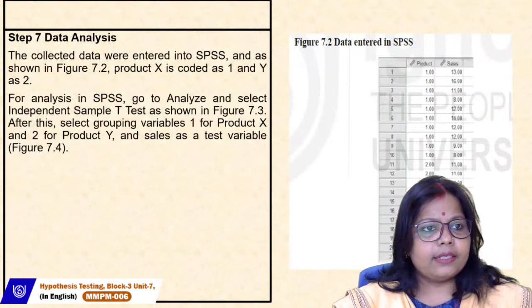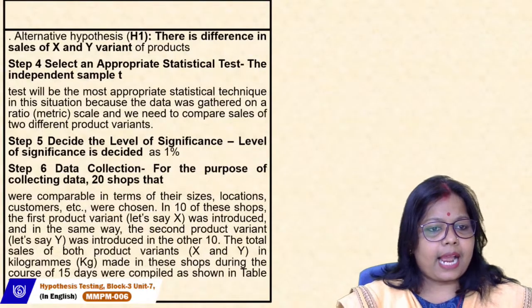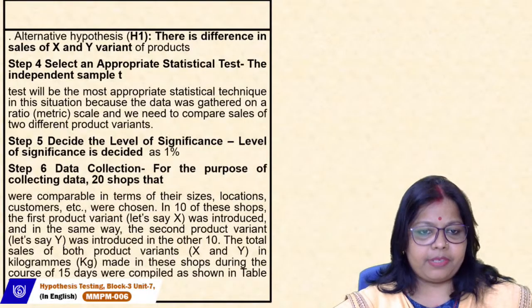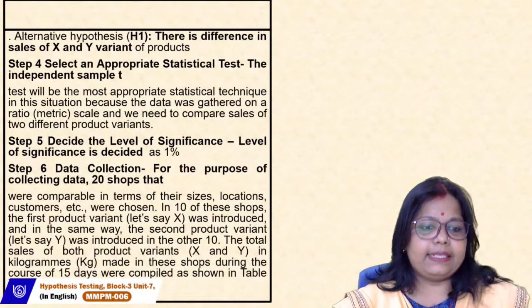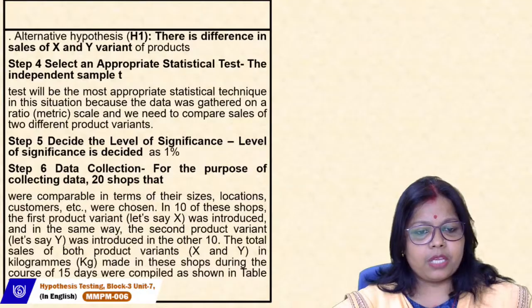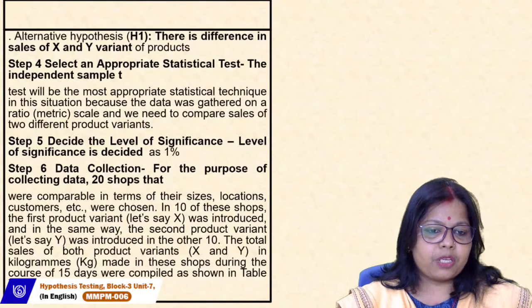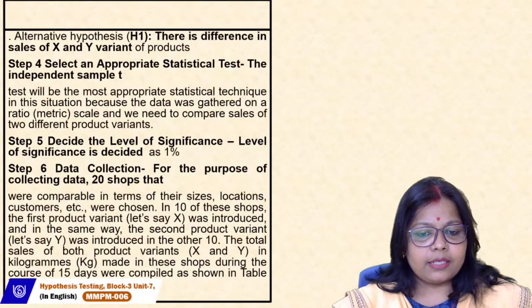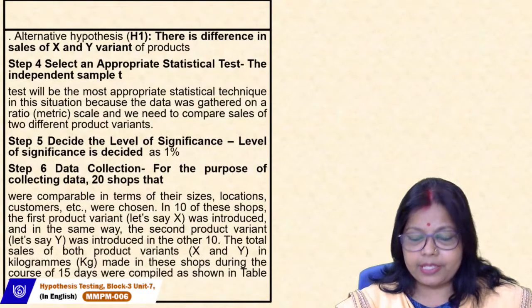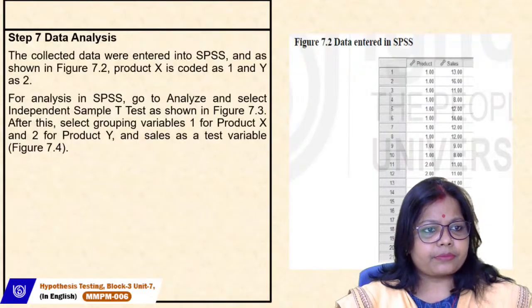So we can see here, in step 4, we select the appropriate test statistic and the level of significance we framed, which is 1%, which makes us more confident. Then we came to step 6, that is data collection. For this purpose, we collected data from the 10 shops where we have launched our X product and Y product. For 15 days, that data we recorded, which is the method of data collection we have done here.